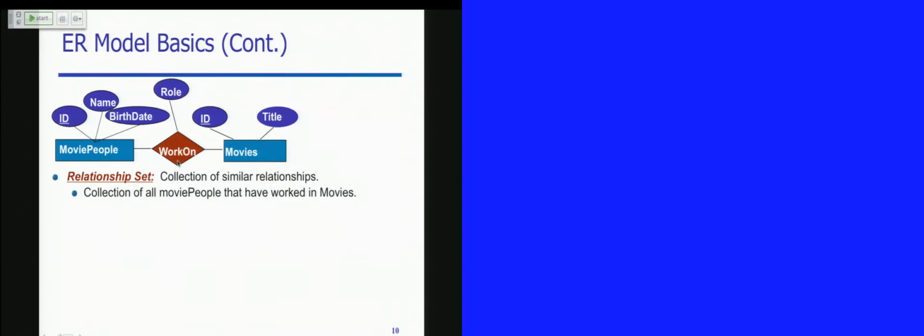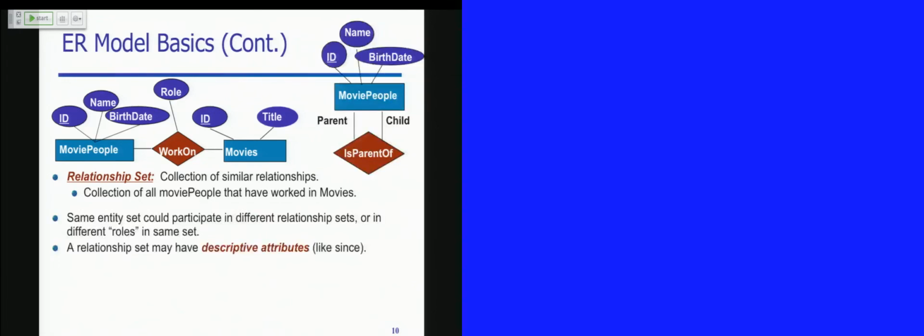Okay, so similarly to an entity set, a relationship set is going to be a collection of similar relationships. So for example, for this example, it's going to be a collection of all movie people that have worked on all of the movies that we have, which is going to be one big table with all that information. It's actually on the same slide.